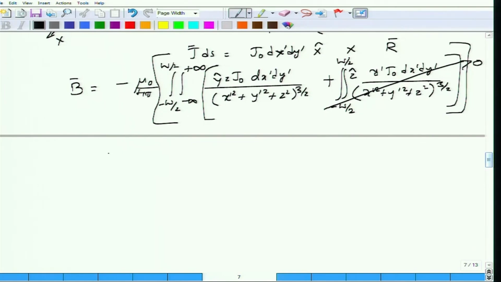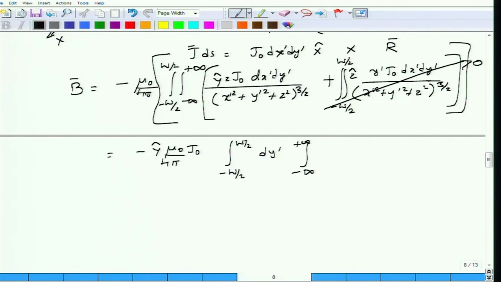So you are left with evaluation along the y hat direction, and then there will be an integral which is given by minus y hat mu 0 by 4 pi j 0 integral from minus w by 2 to w by 2 dy prime, integral from minus infinity to plus infinity dx prime, and there is a z inside there, divided by x prime square plus y prime square plus z square to the power 3 by 2. So you could evaluate this integral.